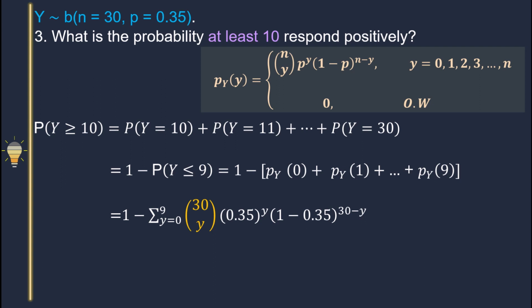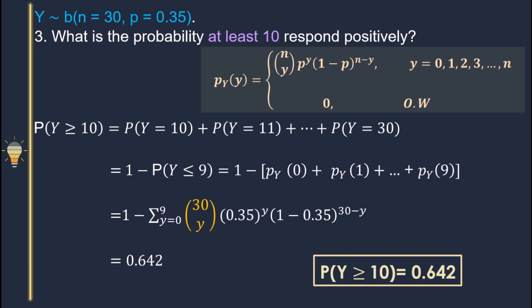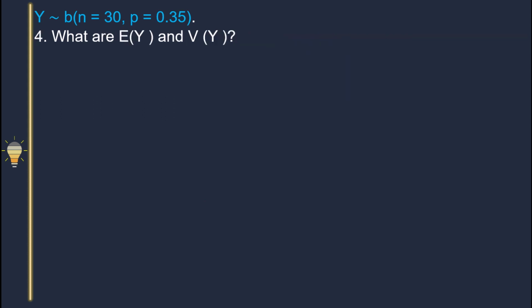Then you can use the same procedure I explained under part 2. So you can plug in the numbers. Here you see 1 minus, Y goes from 0 to 9. Since this is a discrete random variable, the binomial distribution is a discrete distribution. Therefore, probability Y greater than or equal to 10 means 1 minus probability Y less than or equal to 9. Then the summation goes from 0 to 9, so you take each of them separately like part 2. Then you can simplify. The probability is 0.642.